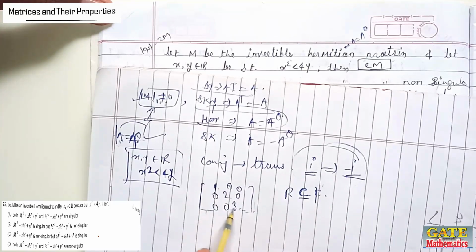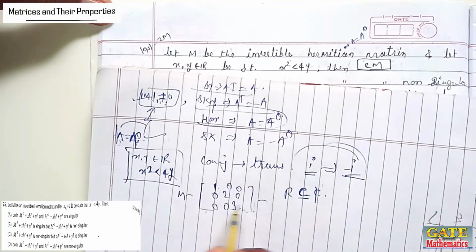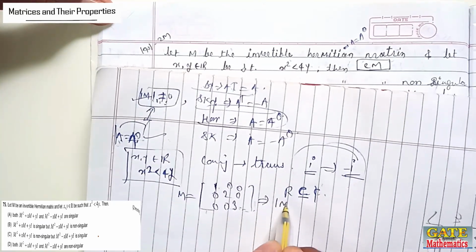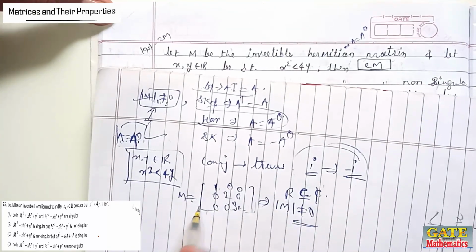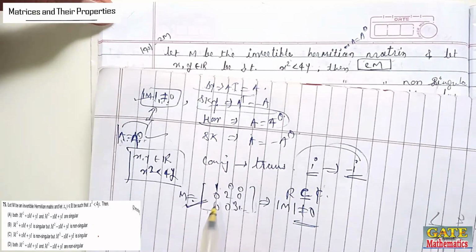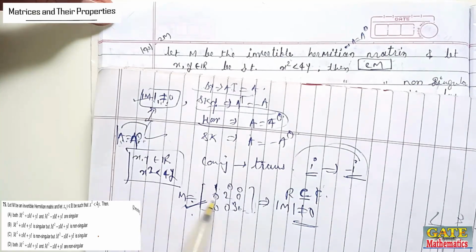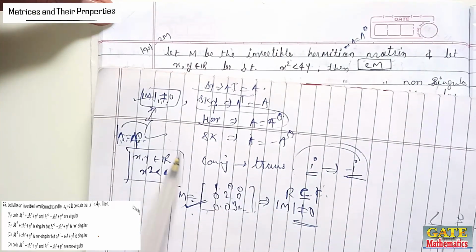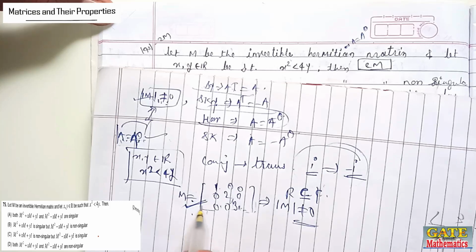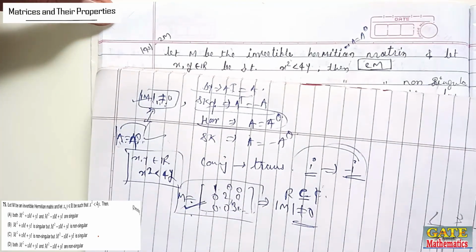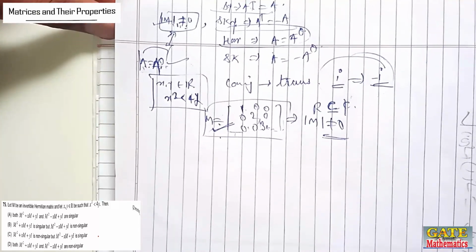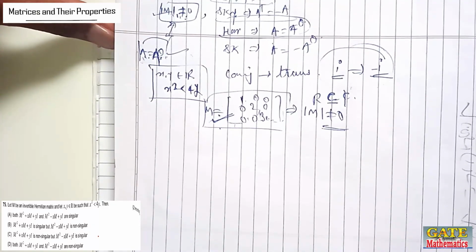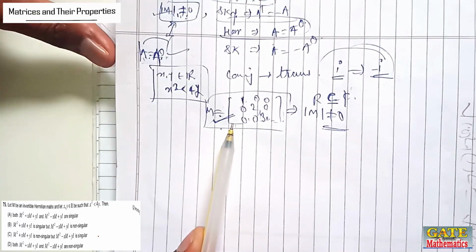That means the determinant is the multiplication of the diagonal. So the determinant of M is non-zero. The A which is equal to A conjugate means this matrix is a Hermitian matrix, and the matrix is invertible. So I made one counter example. You may try to make some other counter example. Don't copy me. You have to create your own counter example as your mind says to you. So I got this matrix M.